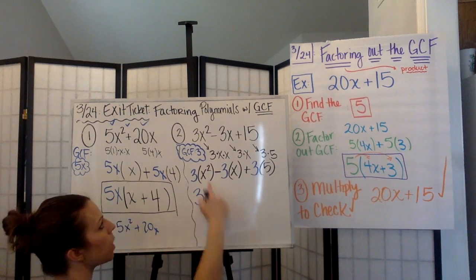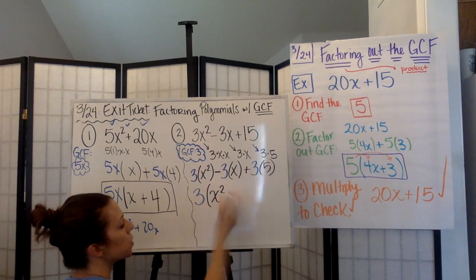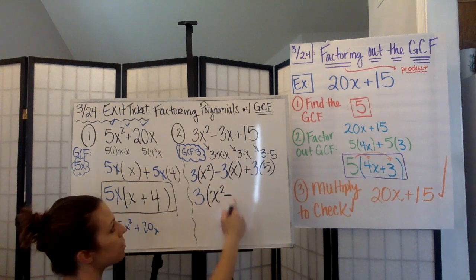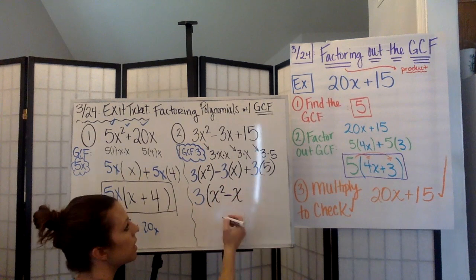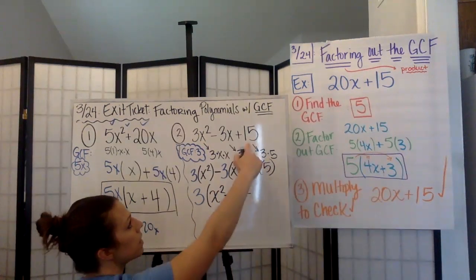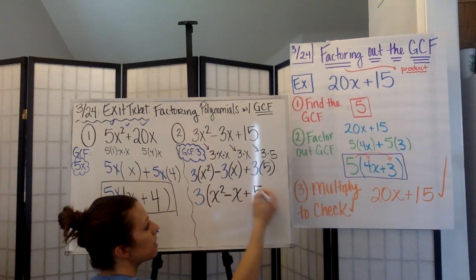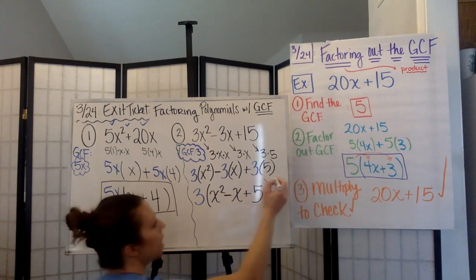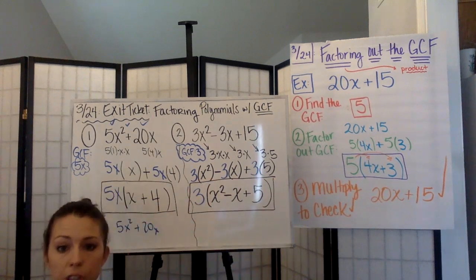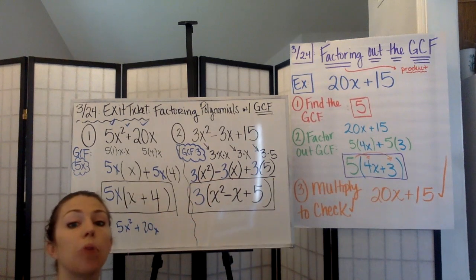Well, 3 times what gives me 3x squared? We have it right here. That's x squared. Maintain the structure. Minus 3 times what gives me 3x? We have it right here, just x. Maintain the structure. 3 times 5 gives me 15. And you have now factored this expression. You have turned it into a product.